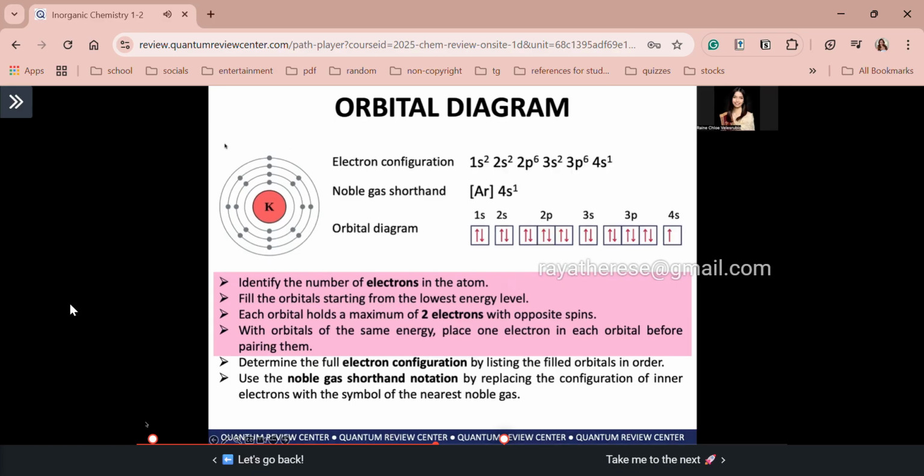So ito na ang electron configuration. 1s2, 2s2, 2p6, 3s2, 3p6, 4s1. Now, we can also use the noble gas shorthand notation. So, guys, hanapin nyo lang sino yung noble gas before potassium. Tingnan nyo nga sa periodic table. Yes, it's argon. That's why the noble gas shorthand notation is argon 4s1.